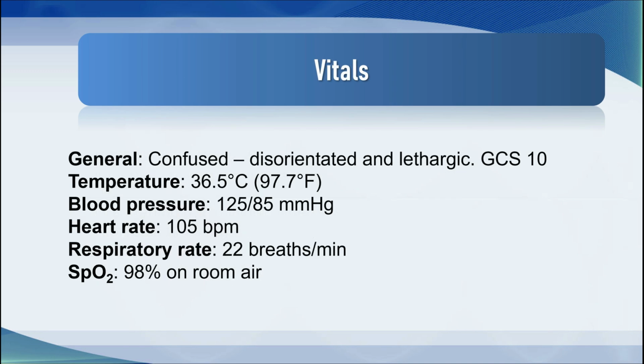Her vitals were as follows. She was confused and disorientated and lethargic with a GCS of 10. Normothermic. Blood pressure 125/85. Her heart rate is 105, so she's tachycardic. And her respiratory rate is 22 breaths per minute, so she's a little bit tachypneic. Saturation 98% on room air.